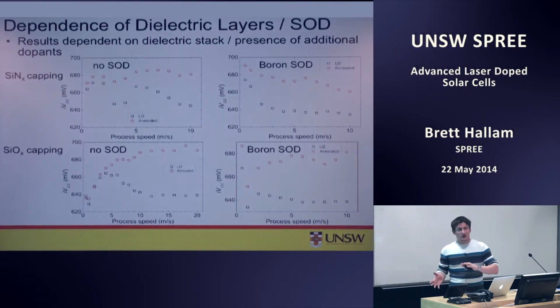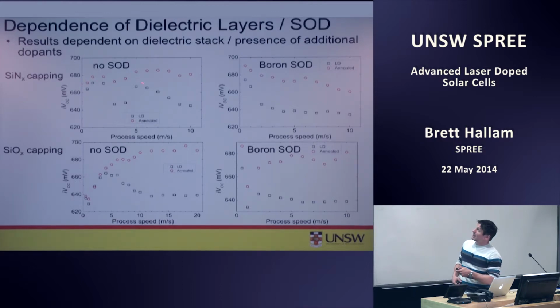Now, we didn't really look into the effects of dielectric layers and the different dopant sources a lot, but from what we did, we saw a very, very large influence on how that interacts with the different processing speeds. So if we look at using a capping layer of silicon nitride, if we don't have any extra dopant source applied, so it's only utilising the aluminium oxide within the dielectric stack, we see a relatively constant implied VOC, which is independent of speed for that dielectric stack, when we don't apply any boron.